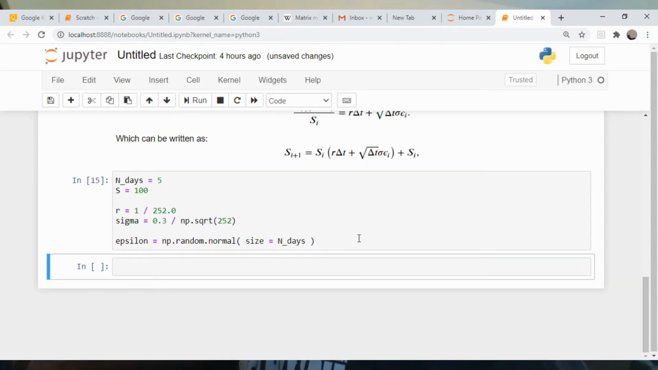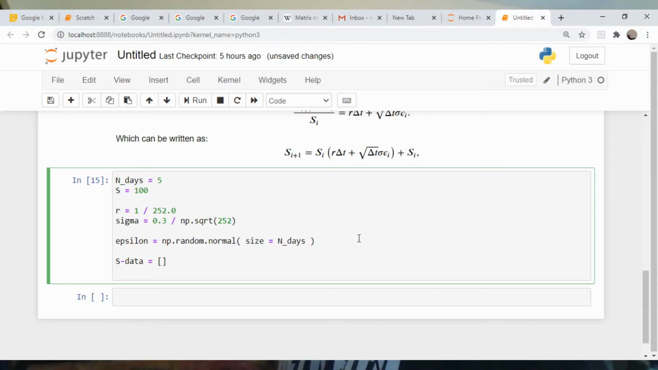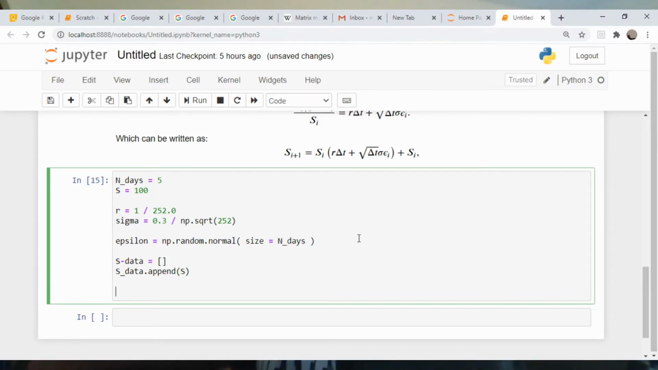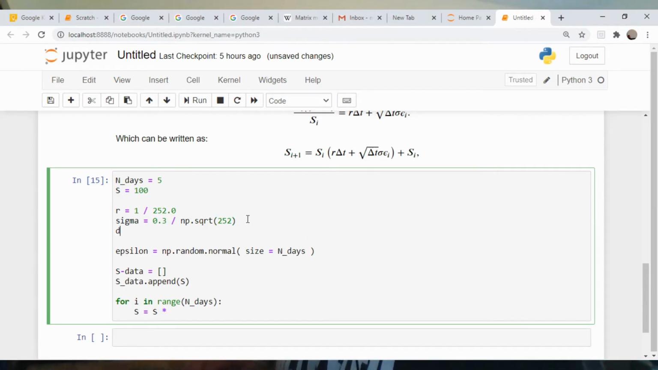Does that run? Excellent. So I'm going to create a variable called stock data that's an empty list, and we're going to append our stock information to that list. sdata.append. Good. So let's do for i in range n days, S is equal to S times, what's our formula up here? R delta T, so we're going to need a delta T, let's call it DT. DT is equal to 1.0, R times DT, plus what? Square root of dt, so np.sqrt dt, times sigma times epsilon sub I.